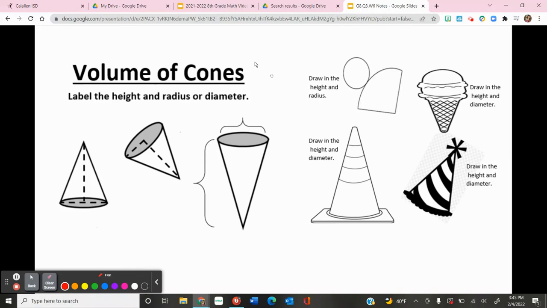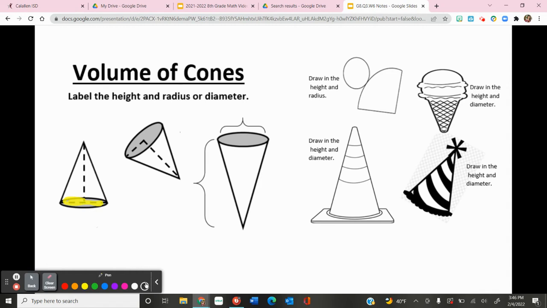In this video, we're going to be discussing volume of cones. So here they first want us to label the height and radius or diameter of each cone. So looking here at this cone, to start off with, we're going to go ahead and identify the base. Now, the base of a cone will always be a circle. That's going to be my base.